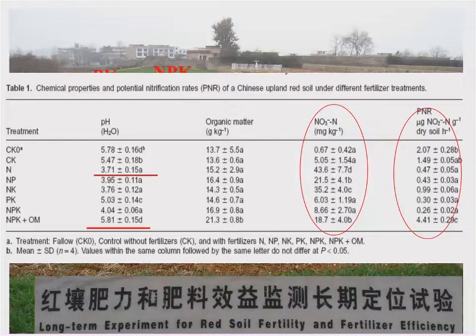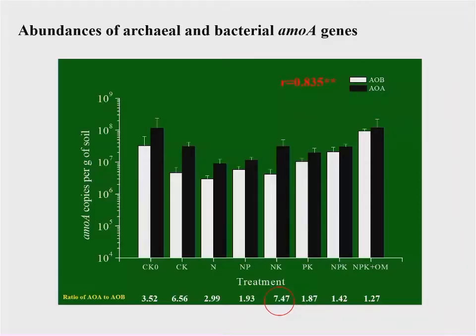For example, for the pH, with the nitrogen fertilizer application, pH drops several pH units, like with only nitrogen it is 3.7, but for the CK it is actually 5.8 or like this. And this also results in changes in, for example, nitrate concentration and potential nitrification rates. So the nitrification capacity in the soil changed with different fertilization.